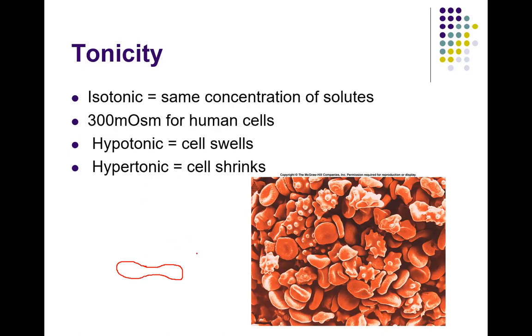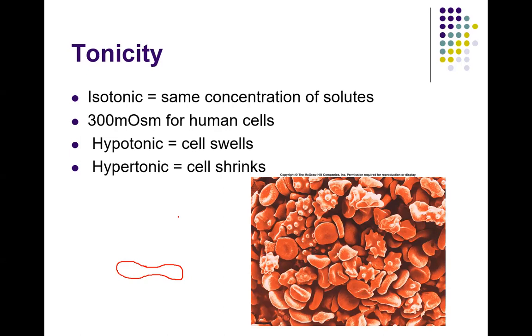And that's if you have red blood cells in your body, and then you put them in an isotonic solution. That would maintain the same concentration of solute that you would see inside of your cells. So you would have no net movement there.